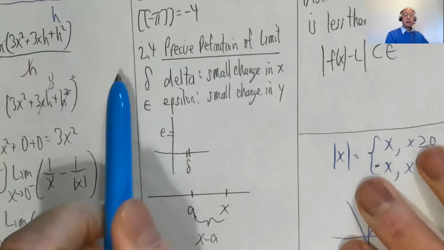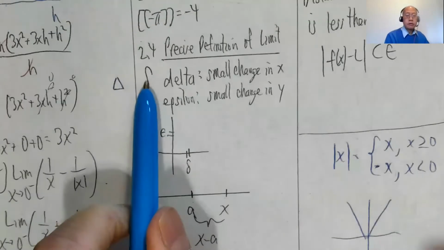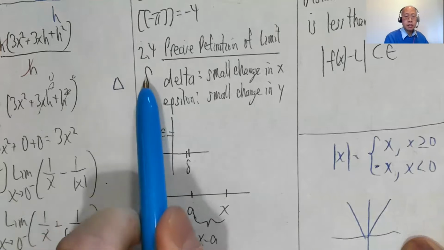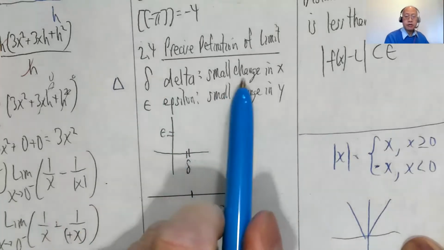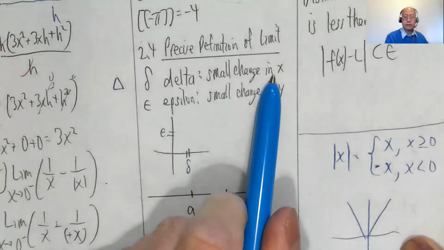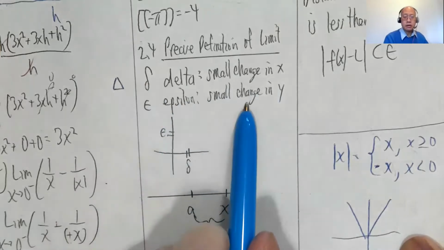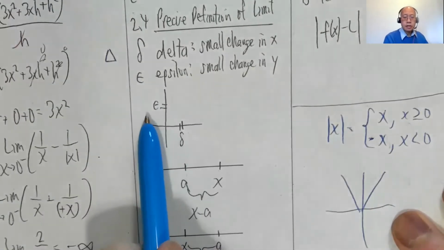So some background. Okay, so 2.4, this is the Greek letter delta. It's a lowercase. There's also a triangle for delta, but lowercase delta. It stands for a small change in x. Like you've heard of delta x before, but now we're using it in a different sense. Epsilon is a small change in y. So here's a delta, here's an epsilon.